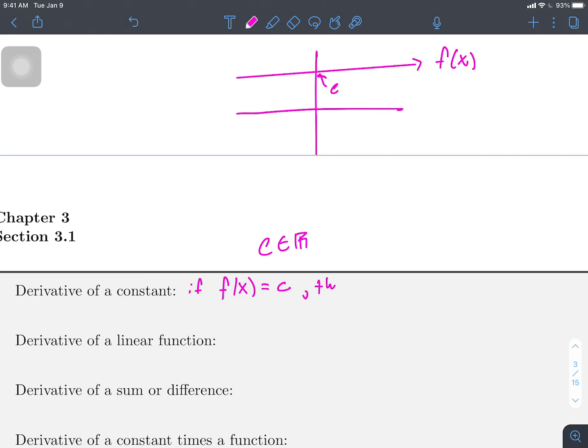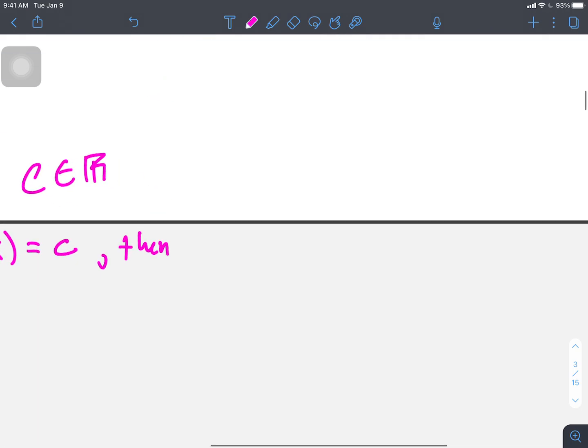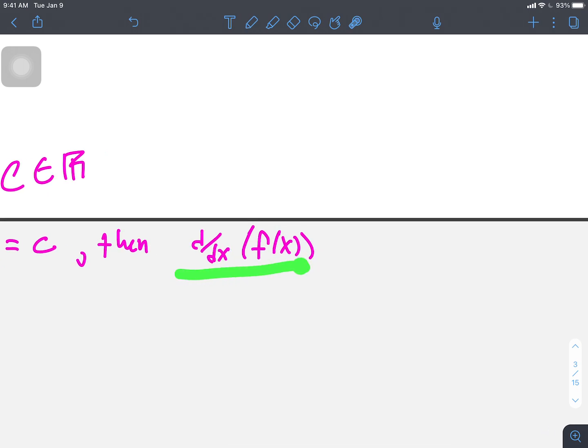Then d dx of f of x, which means the derivative of f of x, can also be written as f prime of x.